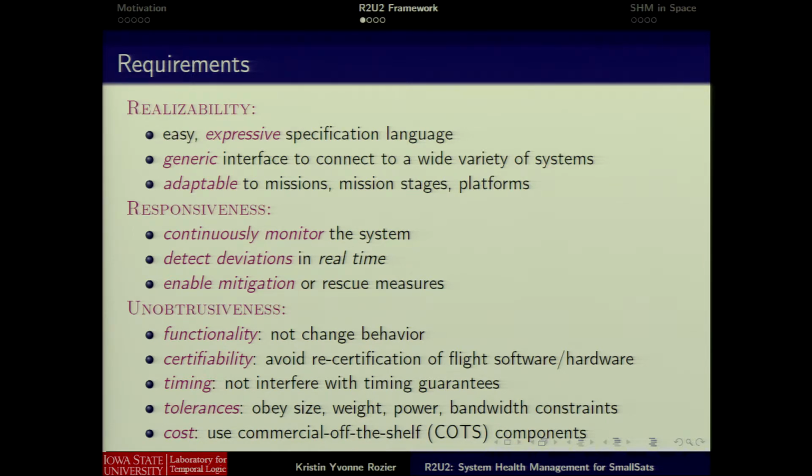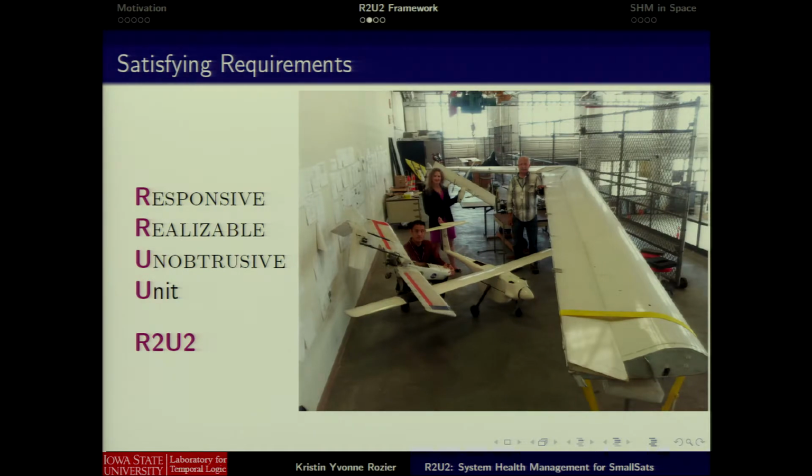It also needs to be responsive. We covered how these are real-time systems, so we need to be able to monitor in real time and detect deviations, and do this in a way that we can hopefully enable mitigation actions to be triggered. And finally, it needs to be unobtrusive. Now, this means something slightly different, of course, for each mission, but in general, it means that we need to still be able to pass whatever certification is required. We need to not make large changes that violate the constraints of functionality, timing, tolerances, cost, or other things like this, right? In other words, we need a responsive, realizable, unobtrusive unit. So we call that R2U2.